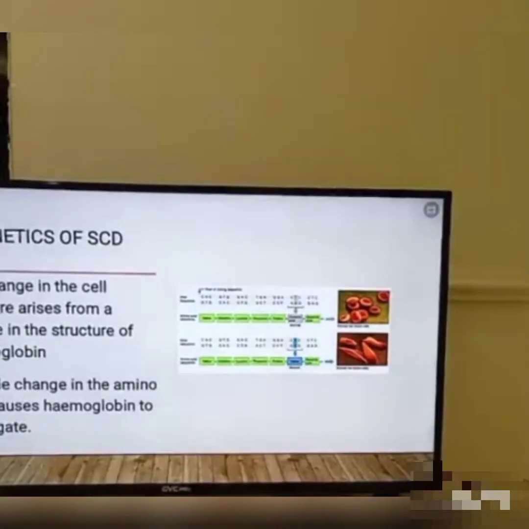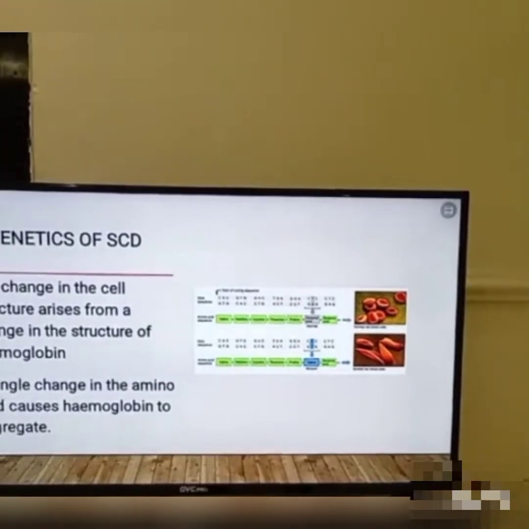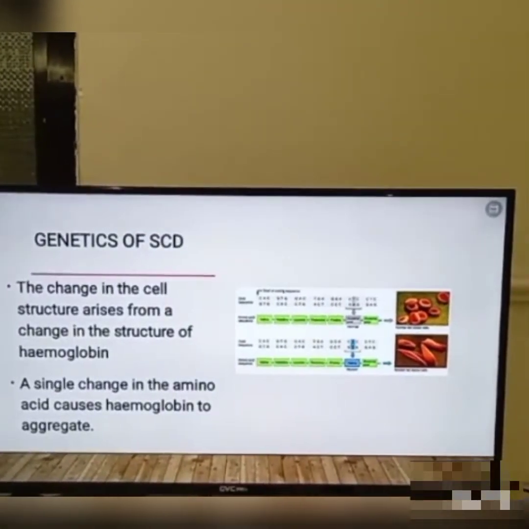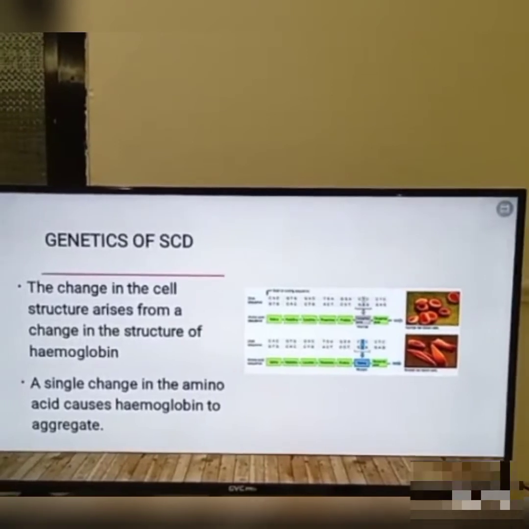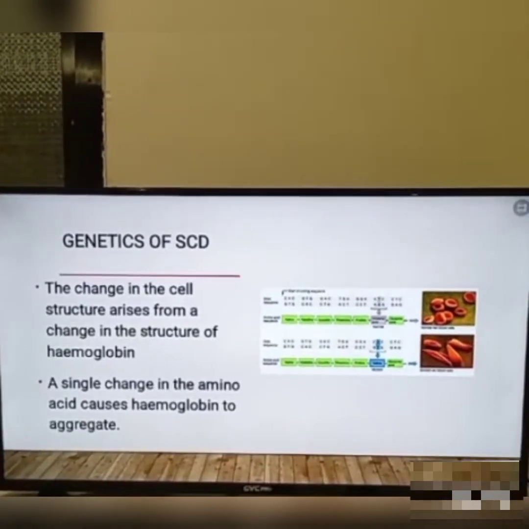That's what happens in sickle cell disease. It's a mutation of one of the links, and because of that, the whole cell has become denatured or destructured. And when we say a single change in amino acid causes hemoglobin to aggregate, aggregation means that these cells will clump together and block the blood vessel. Once they block the blood vessel and blood doesn't pass through, whatever the organ at the end is supposed to get is blocked. So no oxygen, no nutrients reach that organ.